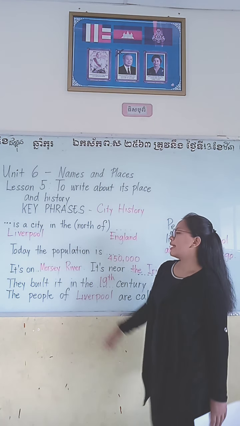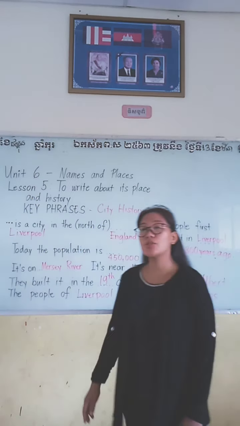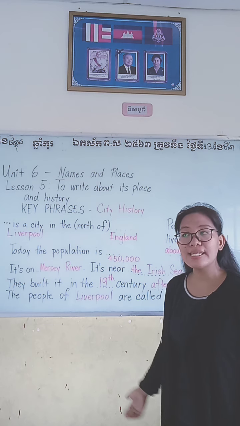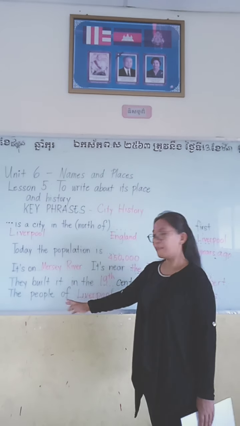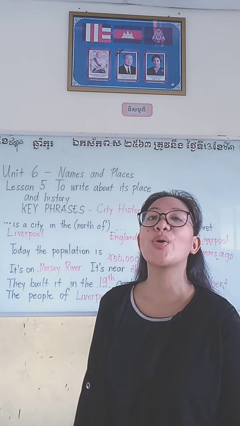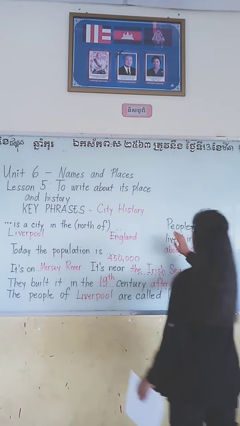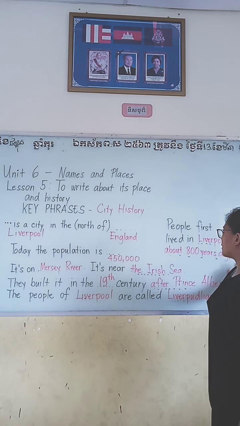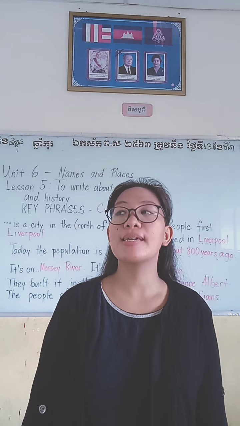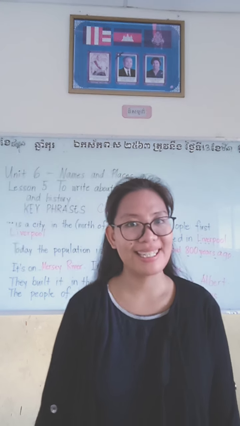Okay? Next, "they built it in the blank century after whatever." Then you need to know the timeline. When was that city built? Next, "the people of blank are called blank." Okay, you need to know what they call the residents, the people who live in that city. And lastly, "people first lived in blank, about blank." You need to know the earliest records or information that people, or human beings, lived in that city.